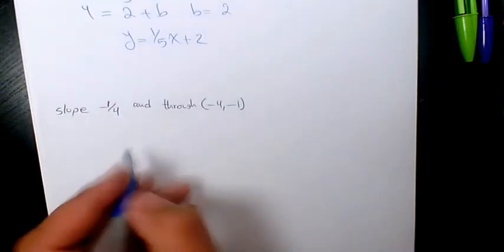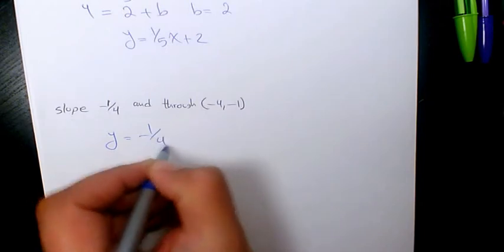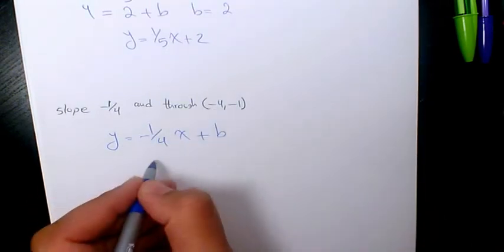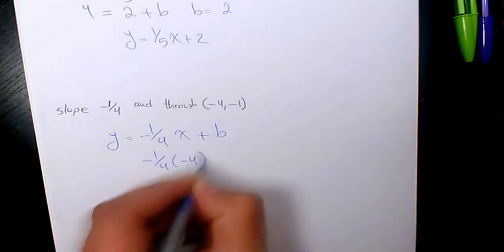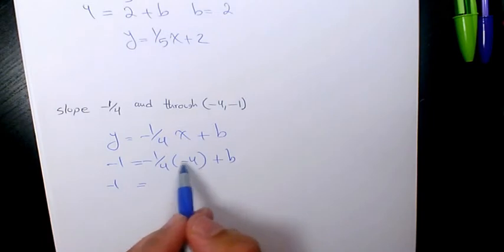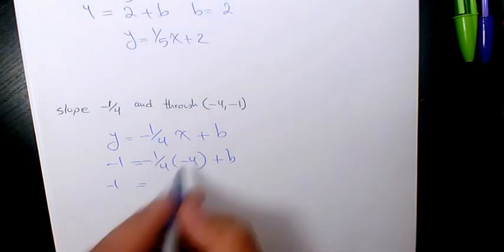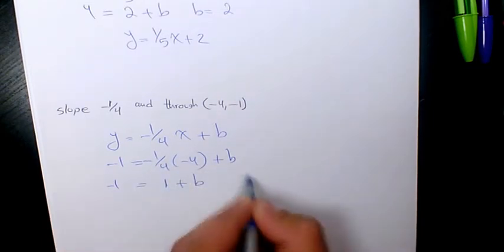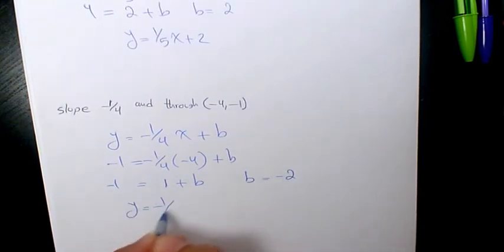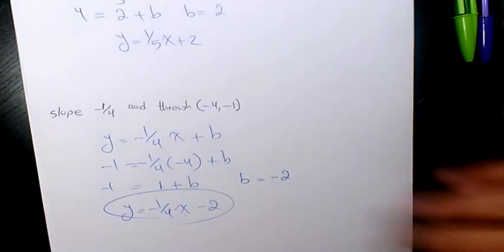Next one, the slope is negative 1 over 4, so y = -1/4 x + b. We need to find b using this point. Negative 4 is the x and negative 1 is the y. So we have negative 4 times negative 1 over 4, negative and negative cancel out, 4 divided by 4 is going to be 1, plus b. So b will be negative 2. So we have y equals negative 1 over 4x minus 2. That's the equation of the line.